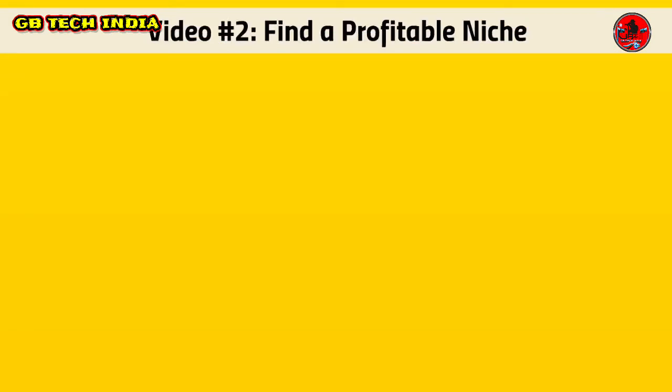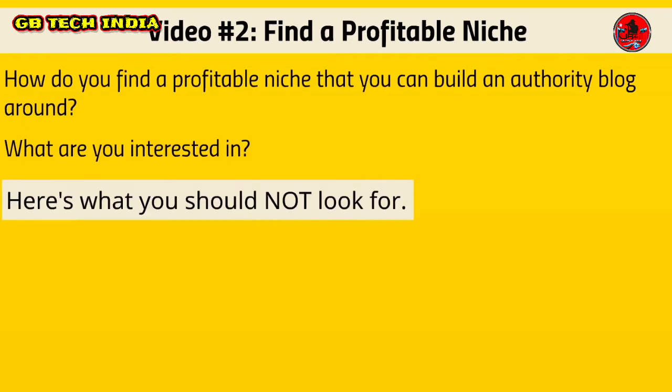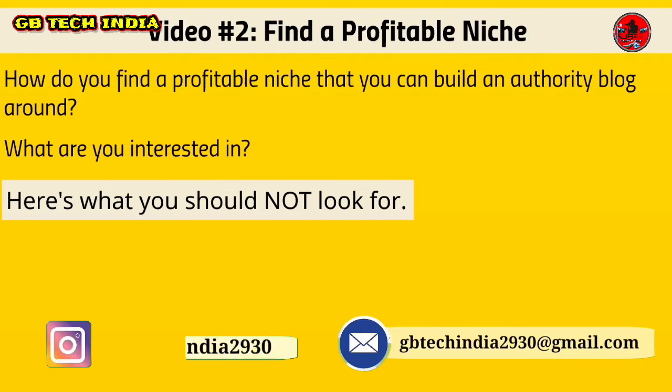This is video number 2, and we're going to talk about how you can find a profitable niche that you are an authority around. And as we're thinking about that, I want to ask you a question, which is, what are you interested in? What are you passionate about? And I want you to keep that question in your mind. And the reason is because I want to address an issue. And the issue is that many people tend to choose niches based on profitability. And that's the wrong way.